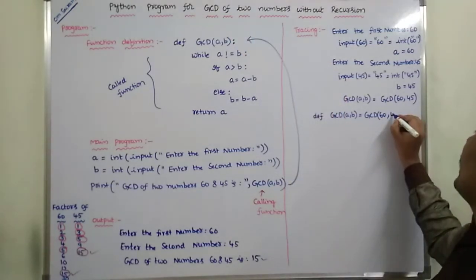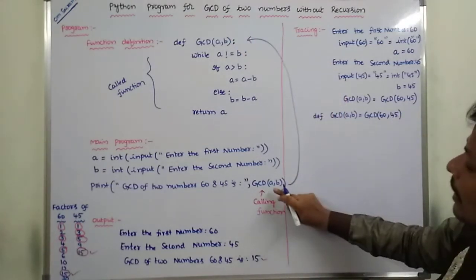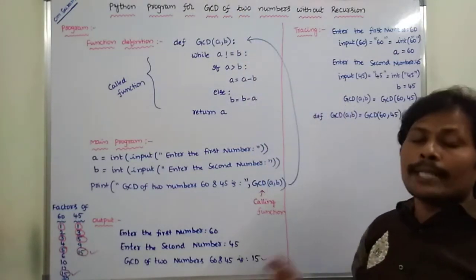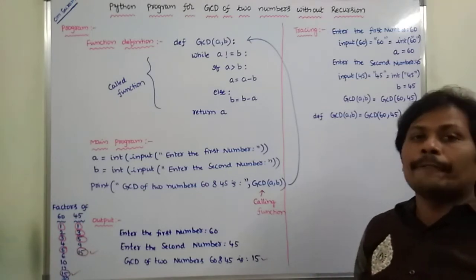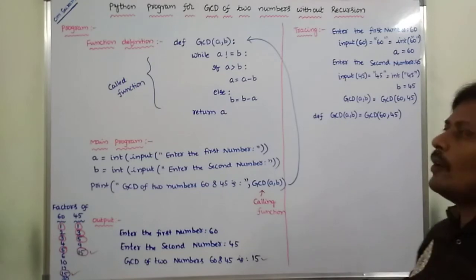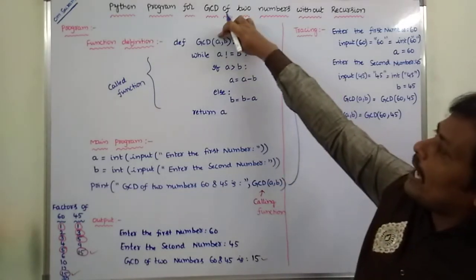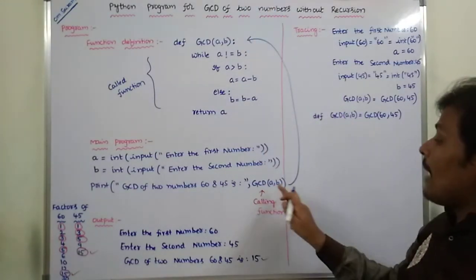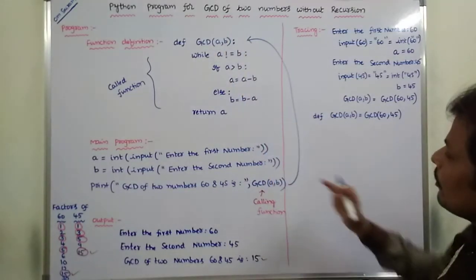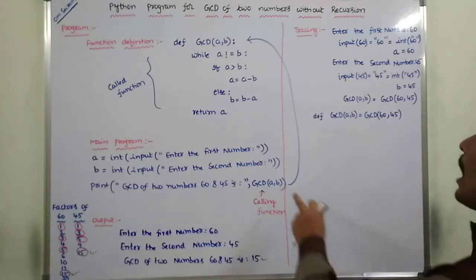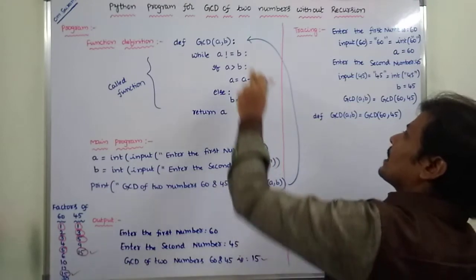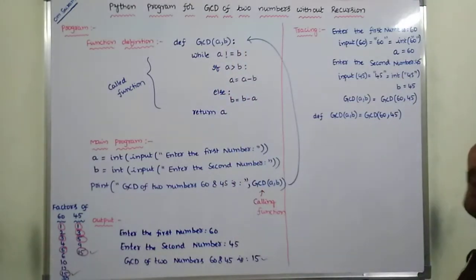Here a value 60 is copied into a, and b value 45 is copied into b. The actual parameters and formal parameters may be the same or may be different. There is no problem. Here instead of a comma b, we can write p comma q: a value is copied into p, b value is copied into q. Or we can use the same names, a comma b: a value is copied into a, b value is copied into b. There is no problem at all.